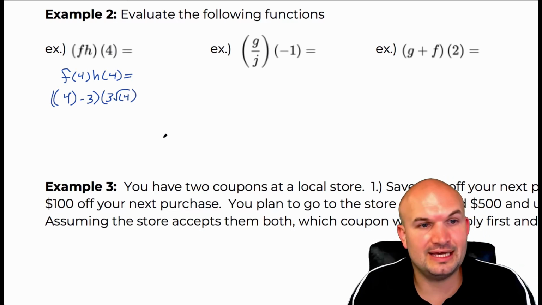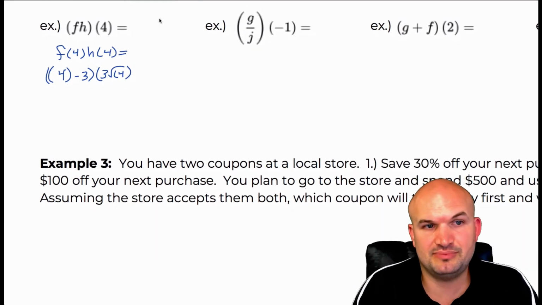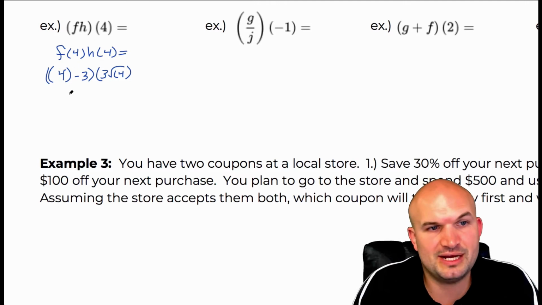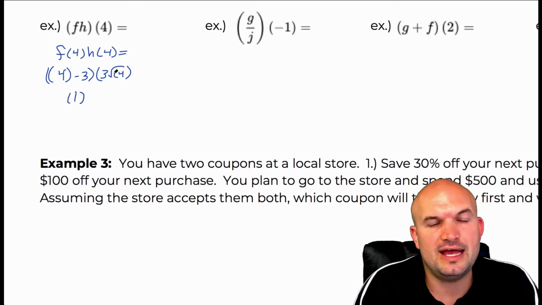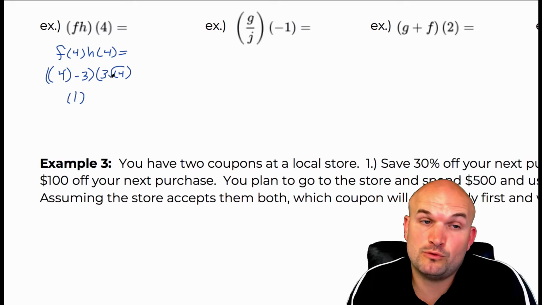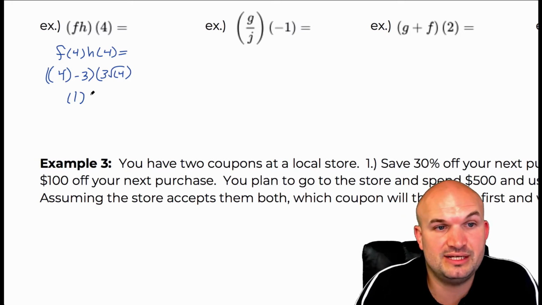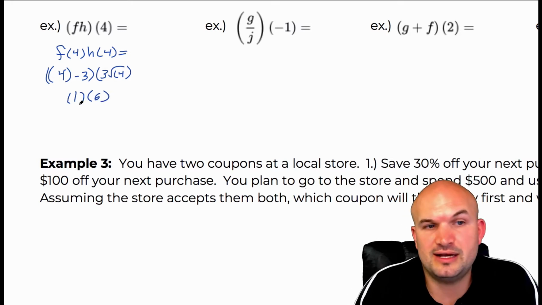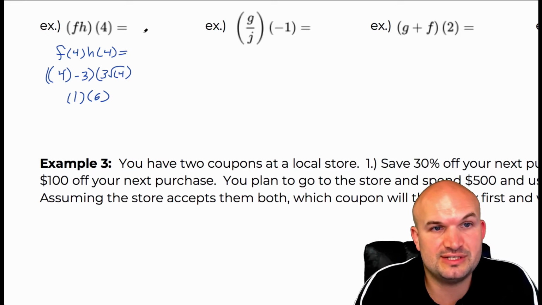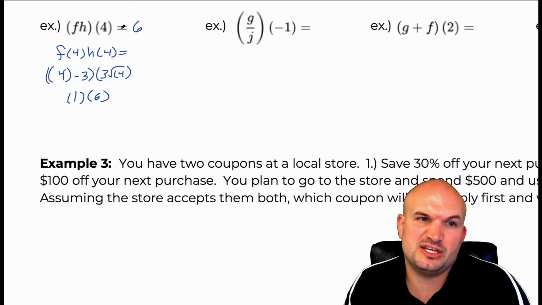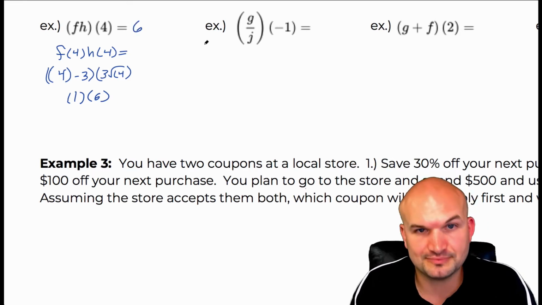So now all I'm going to do is simplify each of these and then multiply them. So 4 minus 3 is 1. And then 3 times the square root of 4, square root of 4 is 2. 3 times 2 is going to be 6. So then I'm basically just doing 1 times 6, which is going to equal 6. And I'll just put that the function is equal to that value.